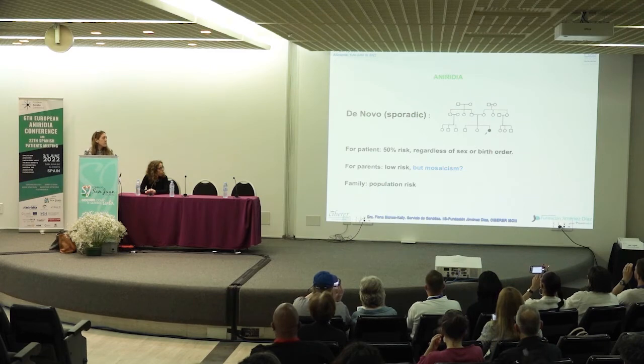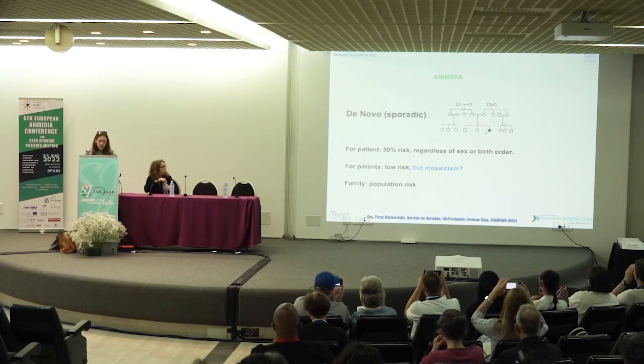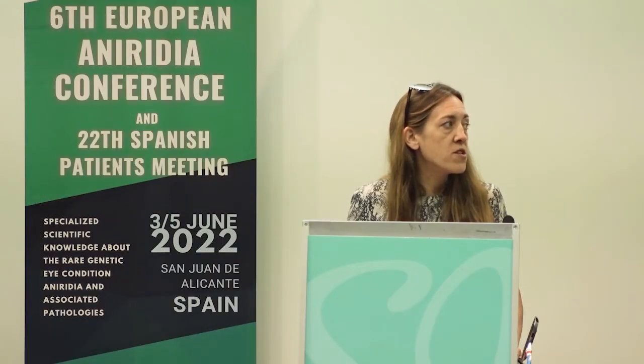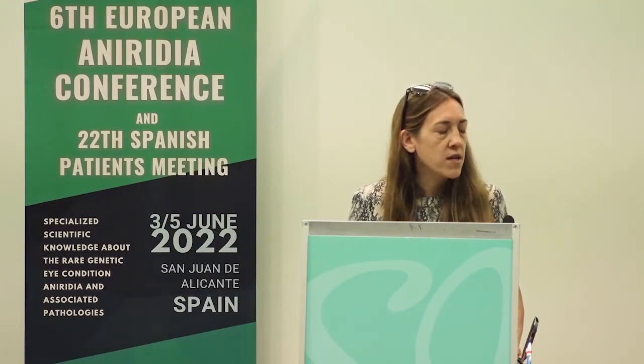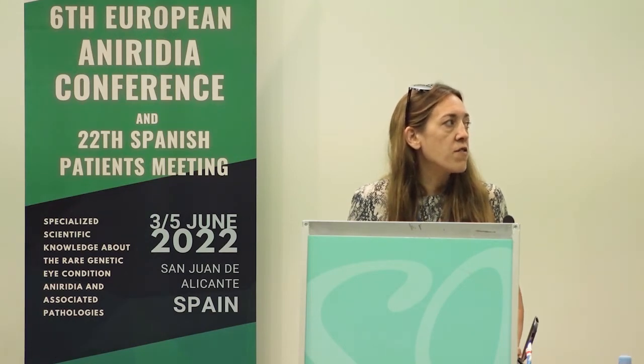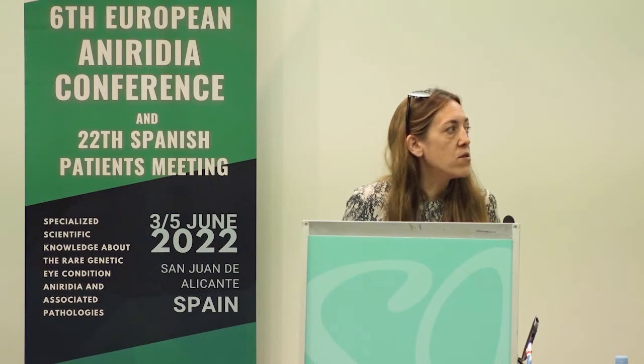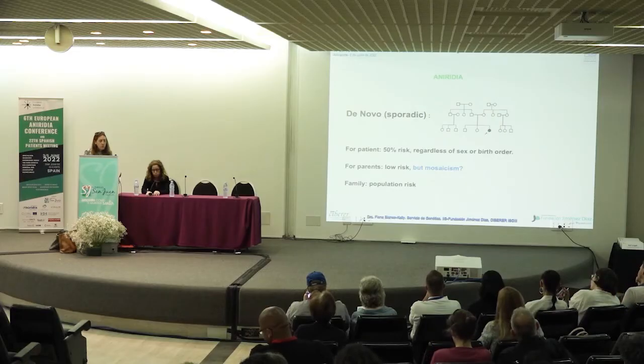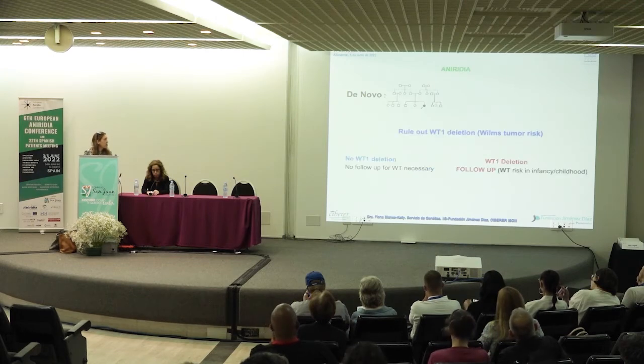The other main cases in aniridia are the sporadic cases or de novo cases. Here we know that from the patient on it will be like a familial case, but we also have the parents that are always a bit worried about the risk of this happening again. Of course, the rest of the family has the population risk for aniridia.